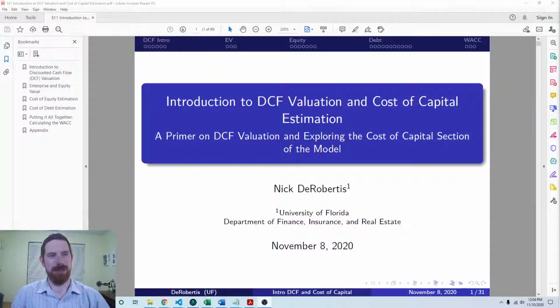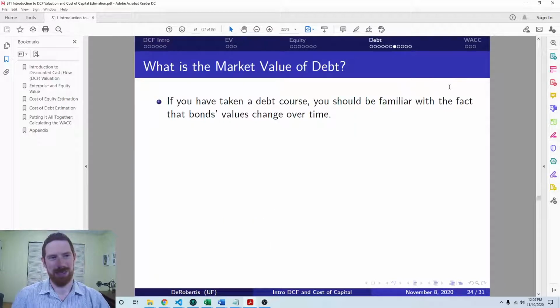Today, we're going to be doing an introduction to the market value of debt, how to think about it, and how to calculate it. And this is part of our lecture segment on the discounted cash flow valuation model, focusing on the cost of capital portion of the model. So, we already talked about the cost of debt in a prior video, and now we are getting into the market value of debt because we need the costs and market values of each of equity and debt to ultimately be able to calculate the weighted average cost of capital, or WACC.